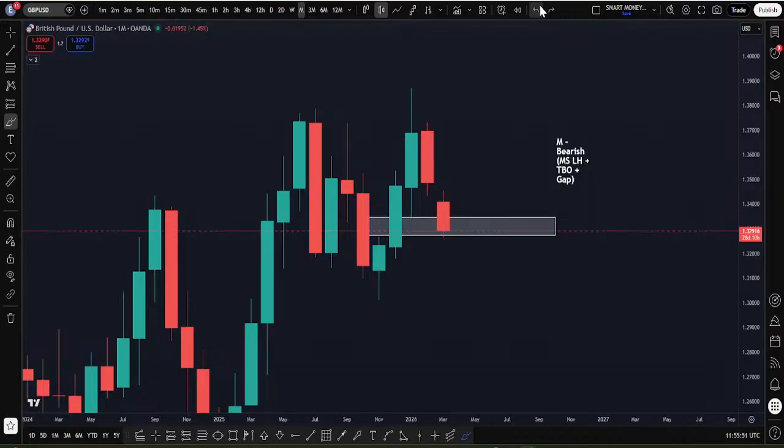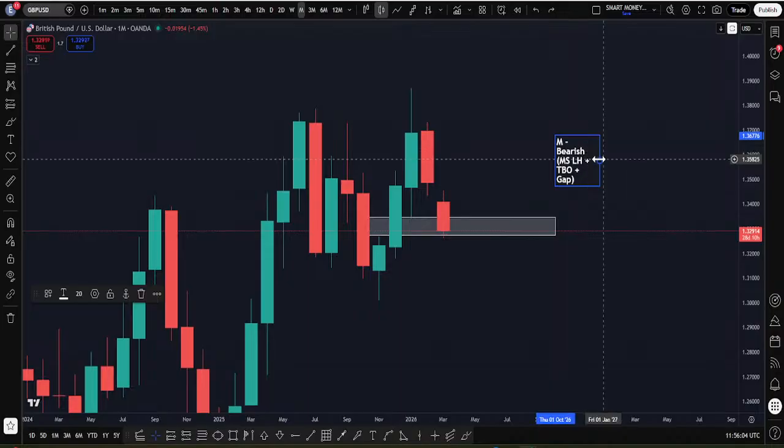Yesterday, price didn't break structure. So although it rejected from this zone, it never gave us the break of structure to convince us that price wanted to change direction. I hope that makes sense. So for now, the monthly is bearish. If the monthly is bearish, I'm hoping the rest will fall in line. Basically, the monthly is the kingpin. So let's see what happens here.